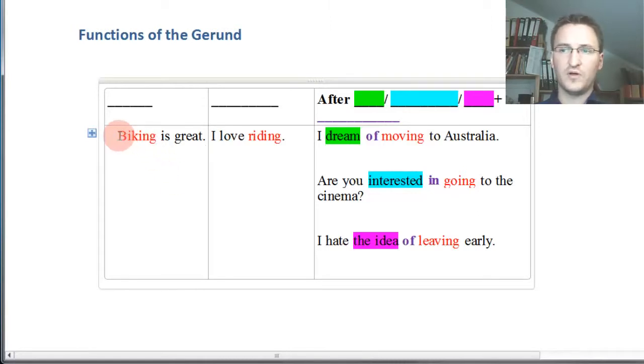We could simply ask the question, what is great? So clearly the gerund here acts as a subject of the sentence. I love riding. What do I like? Well, it's riding, so we can see that the gerund here serves as an object. Now it's getting a bit more complicated, but just barely.